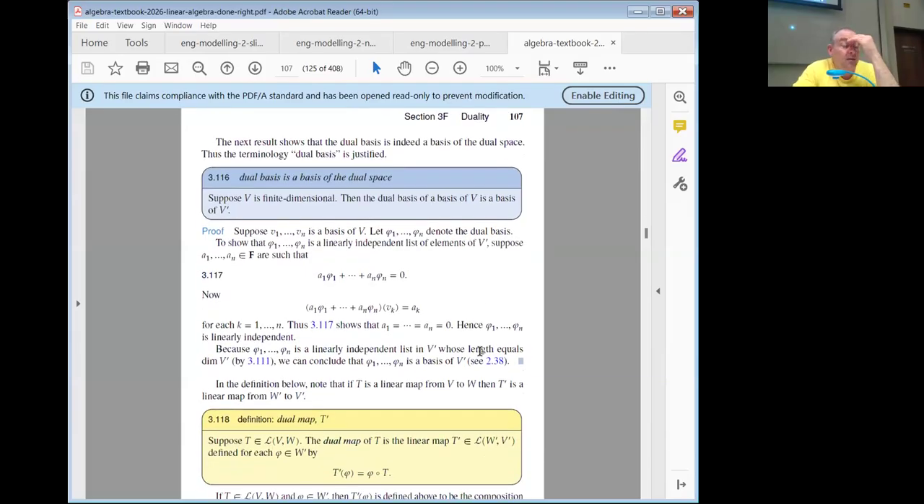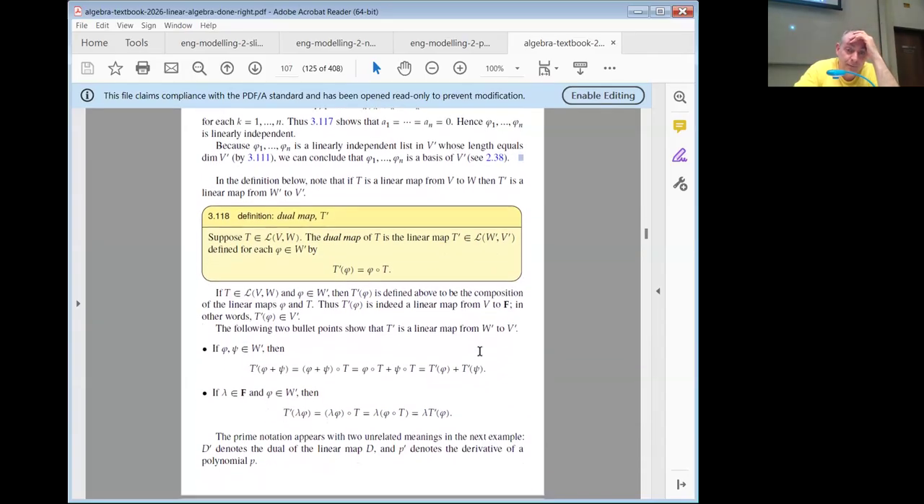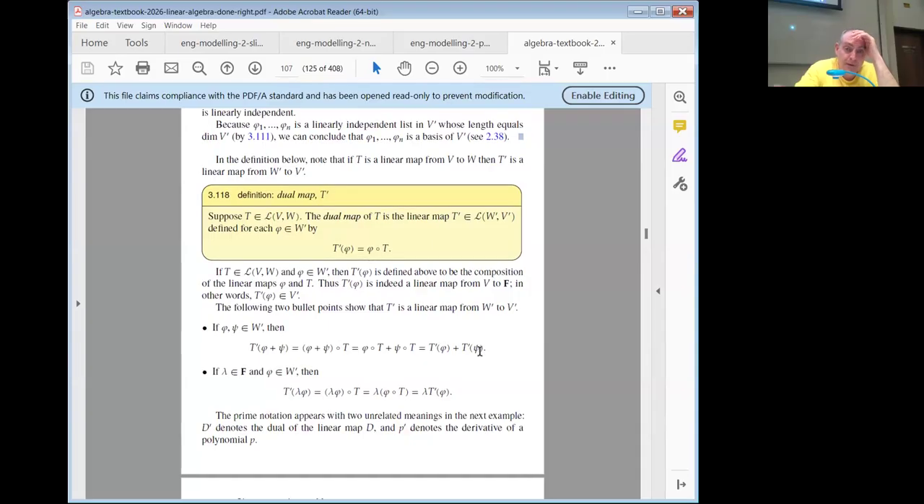And a dual basis is in fact a basis, so that allows us to reasonably call it a basis. Gotta love it. So now we have this thing which is a dual map, which is not the same as this linear functionals thing.